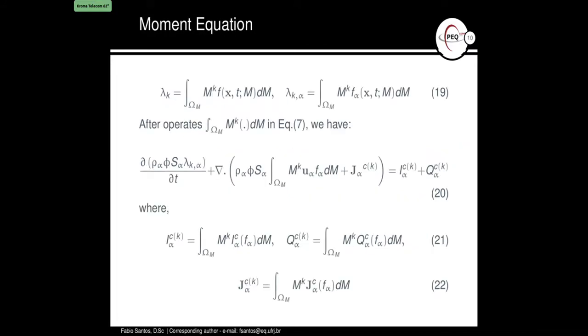So the equations are equivalent. However, we cannot solve by the continuous function directly. If we try to solve it directly, we are going to discretize anyway. So instead of discretizing the continuous function, we generate an equation for the moments of these continuous functions. It means that we have a statistical representation of the original distribution functions. So for each phase alpha, we have moments k in each phase alpha. So the question is how to solve this equation.